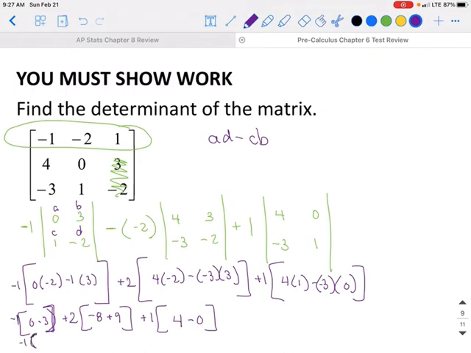Or negative 1 times negative 3, 2 times 1, and 1 times 4, which will give us 3 plus 2 plus 4, or our determinant is 9. Now you do have to show your work on this problem for your test, but an easy way to check to make sure you got the correct answer is just plug the matrix in, find the determinant on your calculator, and make sure you got the correct answer.